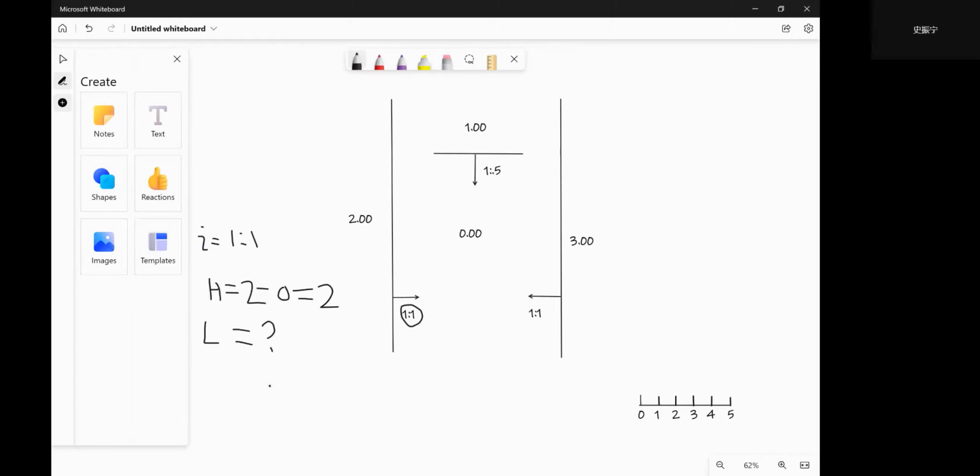So when you face this problem, at first I think you should draw a slope like this, and you have to put 1 to 1 here, and then h and l. H is equal to 2, and the slope is 1 to 1. And how about L? L is also 2. Okay?